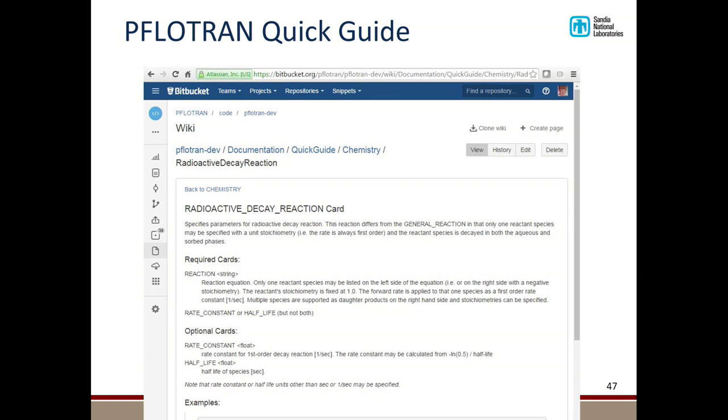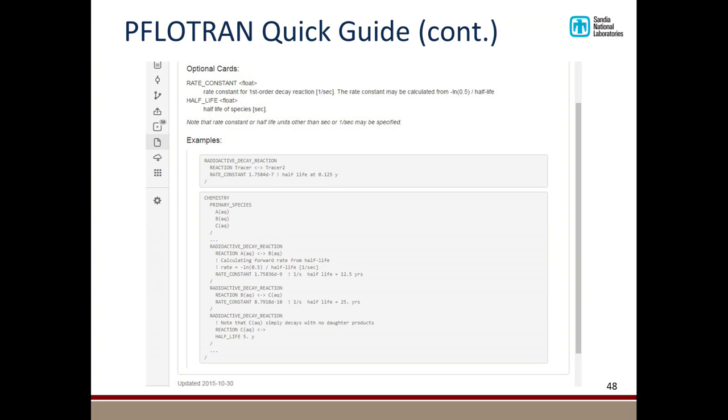Here's a keyword. This is in the quick guide for chemistry, radioactive decay reaction. We have the keywords, an explanation of the keywords, optional cards, required cards, some examples down here on how to set it up in the input file. We don't use XML. We like our own format. It's much more user-friendly.